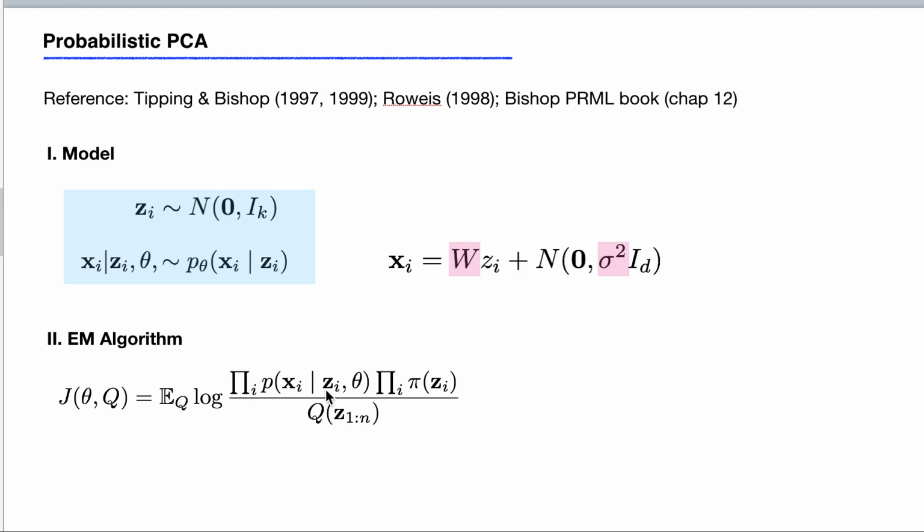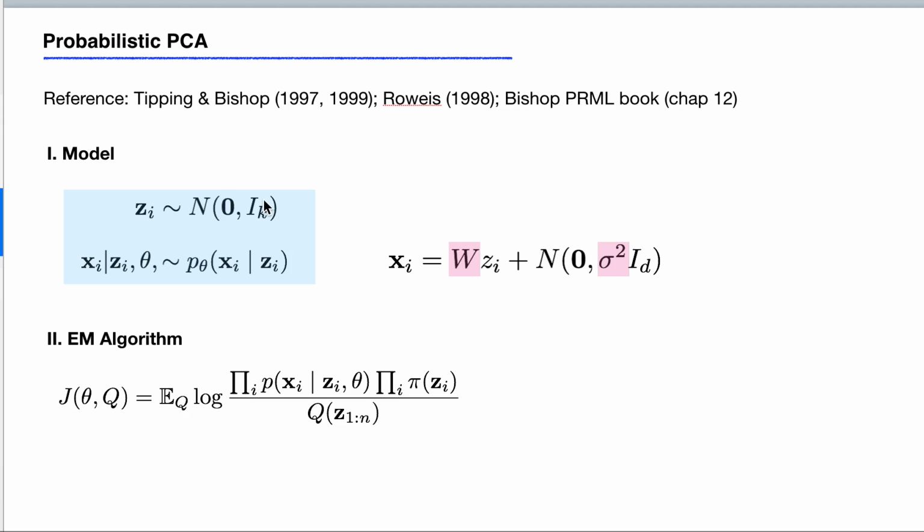So this is a likelihood, and this is a prior, or the distribution for the latent variable zi, and the Q distribution is just some distribution over z. So in our EM algorithm, we're going to start with some initial guess of W and sigma square. And then we find out what is the optimal Q which can maximize this objective function.